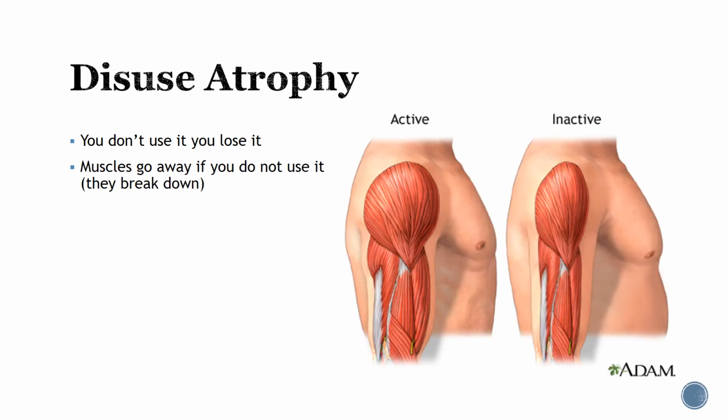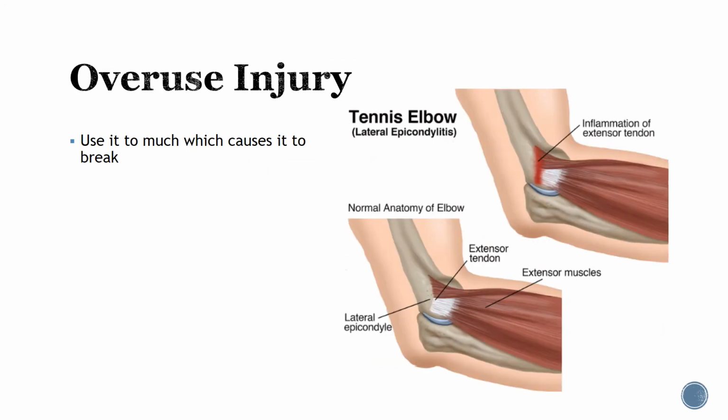Disuse atrophy. If you don't use it, you'll lose it. Muscles go away if you don't use them, or they break down. Overuse injury is where you use your muscle too much and it causes it to break down.